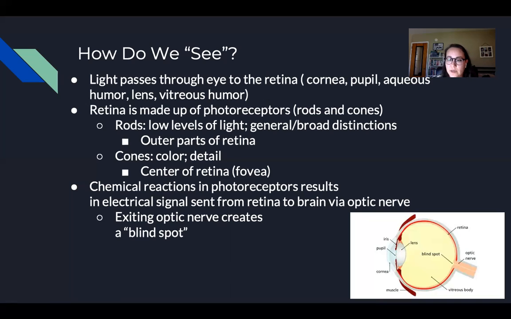Interestingly enough, because of where the optic nerve exits the retina, it results in what's called a blind spot, because that nerve tissue is actually taking up the space where rods and cones would be. So there aren't any photoreceptors there. So that tissue is not processing any light at all.